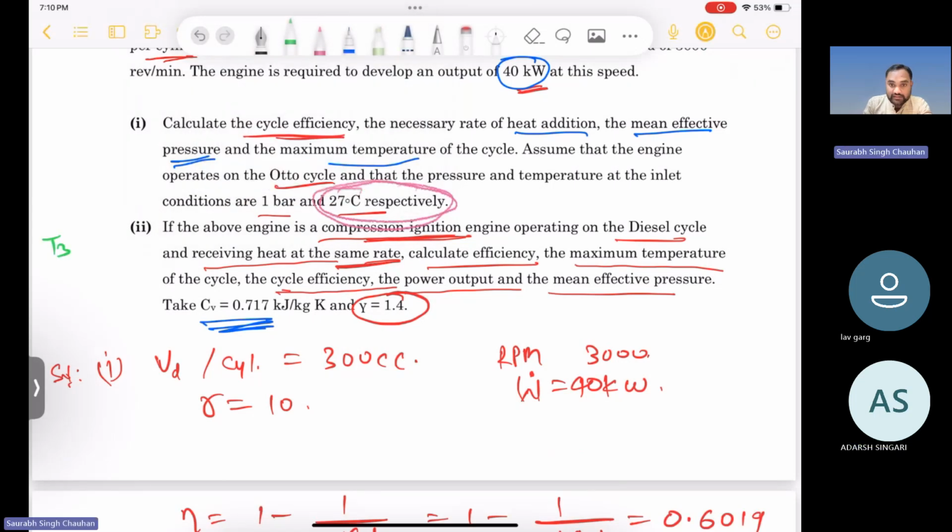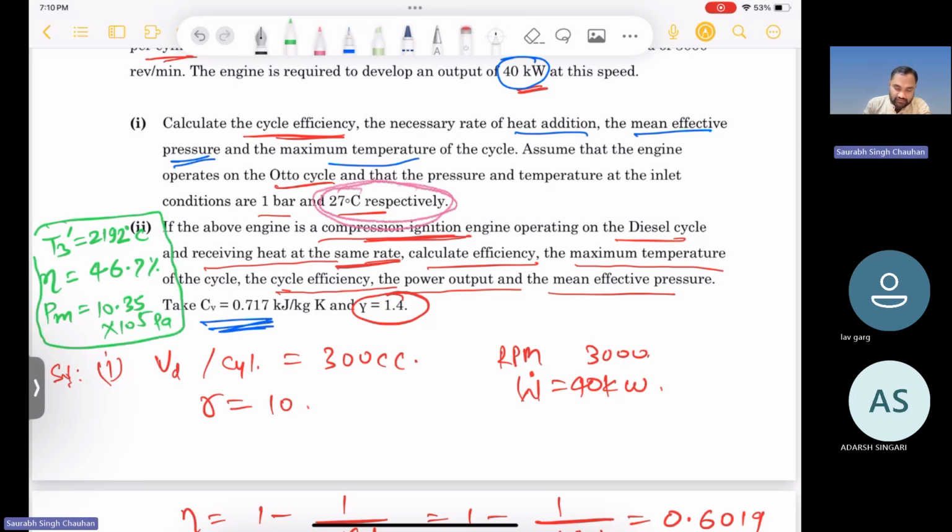So T3 is given to be 2192 degrees Celsius. Efficiency is coming out to be 46.7%. And mean effective pressure is coming out to be 10.35 times 10 to the power 5 pascals. So these are the values.